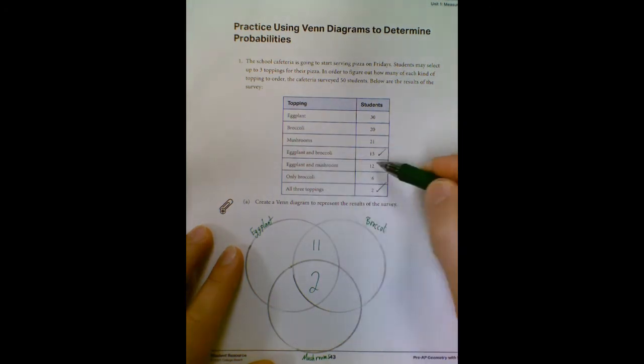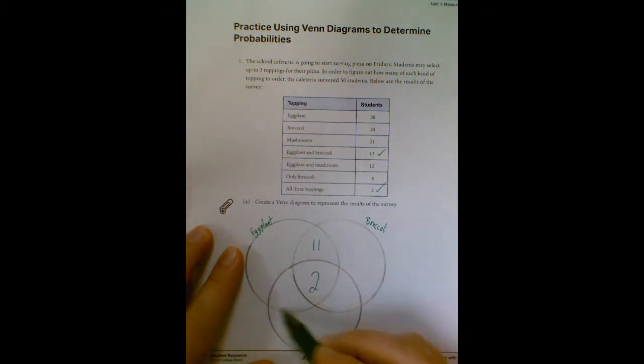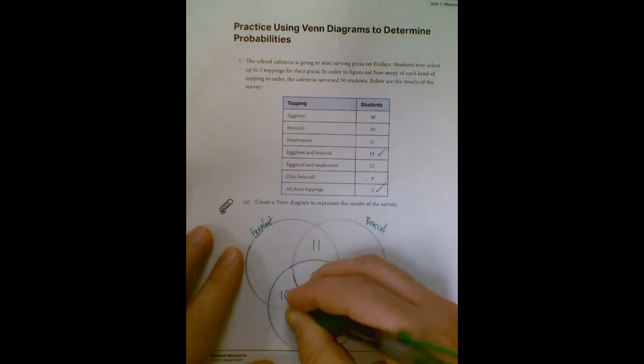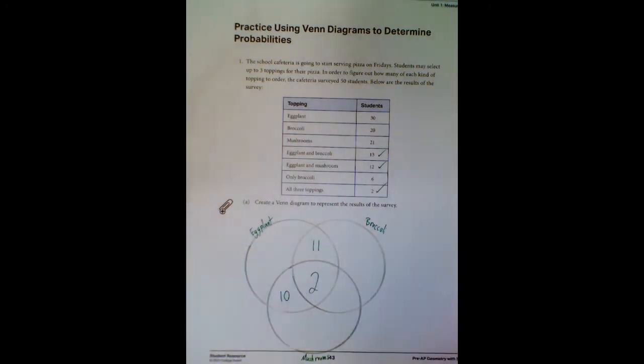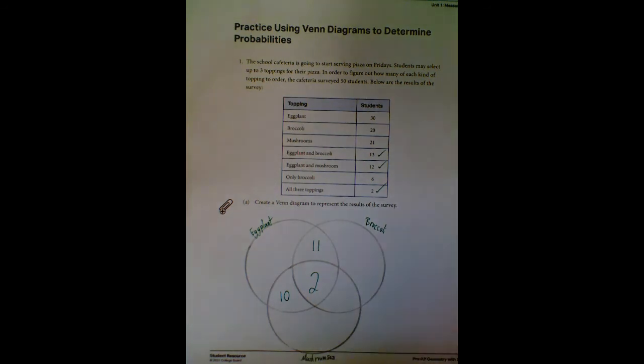So I also have an eggplant and mushroom, which would be this area over here. There's 12 there. I have 2 already accounted for, so that's a total of 10. All right, and I don't have any other doubles, so that's kind of rude, but that's okay. We can still work with this.